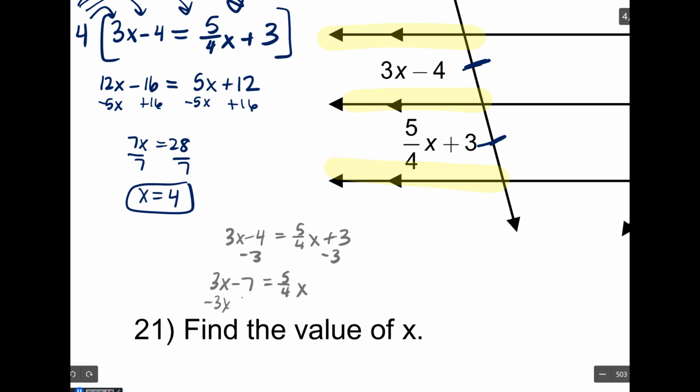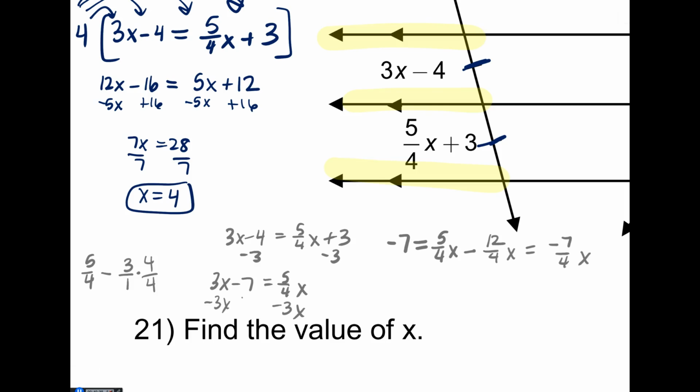So I'll subtract 3x, subtract 3x. Negative 7 is equal to 5 over 4 minus 3 over 1. I have to have the same bottom. So this is the same thing as 5 fourths x minus 12 fourths x. So that's negative 7 fourths x. So negative 7 equals negative 7 fourths x.